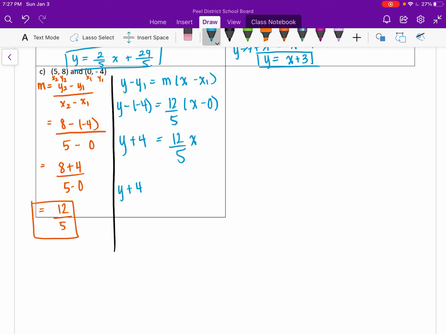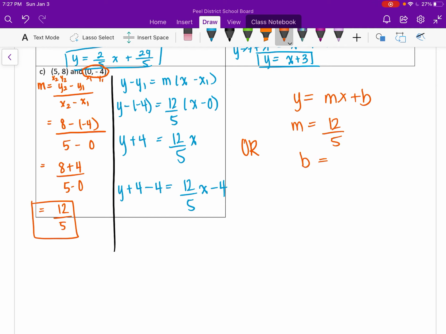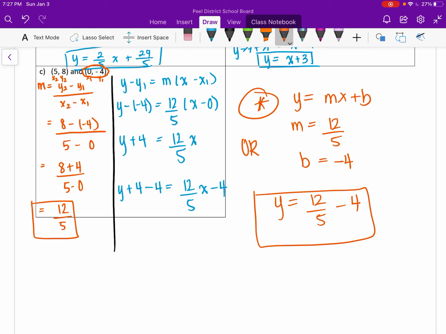y plus 4 minus 4, because I want to get rid of that 4, equals 12 over 5 x minus 4. Another thing is that I knew that this was the y-intercept. So I could have just said y equals mx plus b. I had found m already, which was 12 over 5. I knew b was -4, and I could have just plugged that in, and said y equals 12 over 5 x minus 4. Do I prefer you do it this way? Yeah, it's easier this way, so do it that way. But if you don't understand it visually, that's why I showed it to you the other way as well.